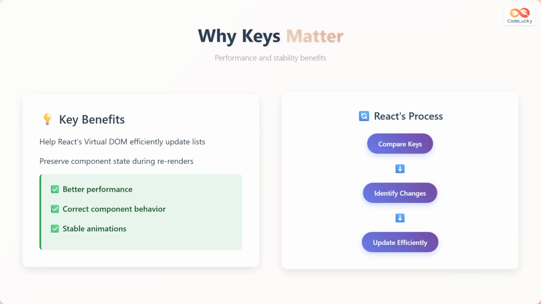Now let's understand why keys truly matter in React. Keys play a crucial role in helping React's virtual DOM efficiently update lists. They also preserve component state during re-renders, leading to better performance, correct component behavior, and stable animations. React's process involves comparing keys, identifying changes, and then efficiently updating the user interface.